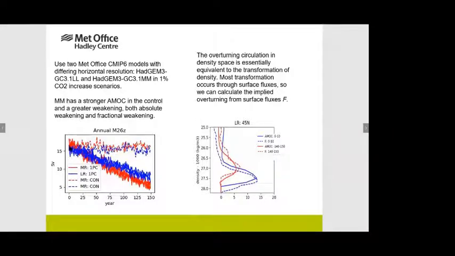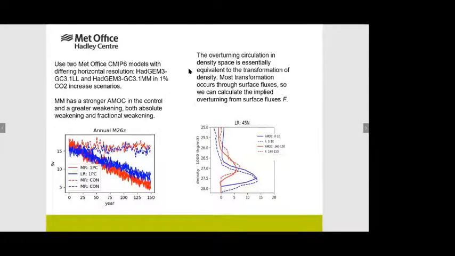So what we find is that in the control, the medium resolution has a stronger AMOC, and it also has a greater weakening throughout the 1% run and throughout other scenarios as well, both in terms of the absolute weakening and fractional weakening. This is also true when you look at the AMOC in density space, and we're going to be doing the analysis in density space from now on.